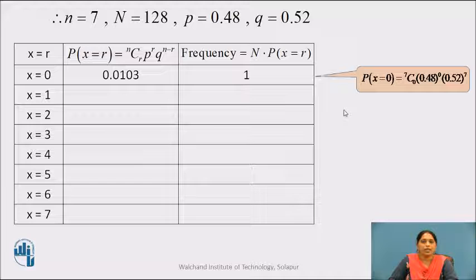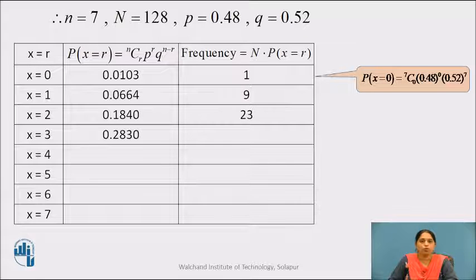Similarly, the probability of x equals to 1 is 0.0664 and its related frequency is 9. The probability of x equals to 2 is 0.1840 and related frequency is 23. The probability of x equals to 3 is 0.2830 and the related frequency is 36. The probability of x equals to 4 is 0.2612 and the related frequency is 33. The probability of x equals to 5 is 0.144 and the related frequency is 19.